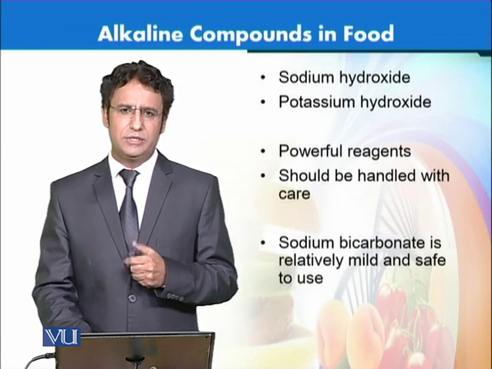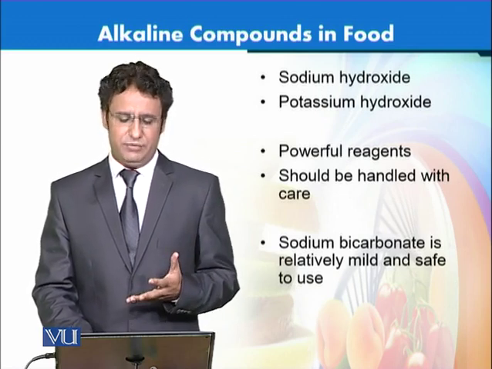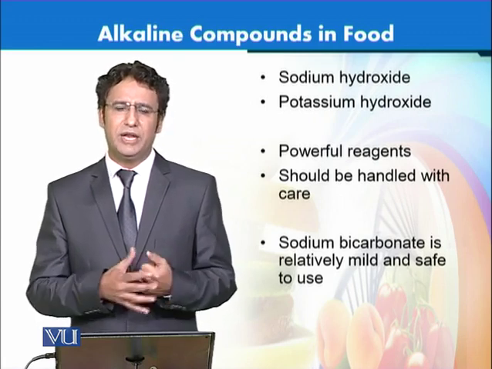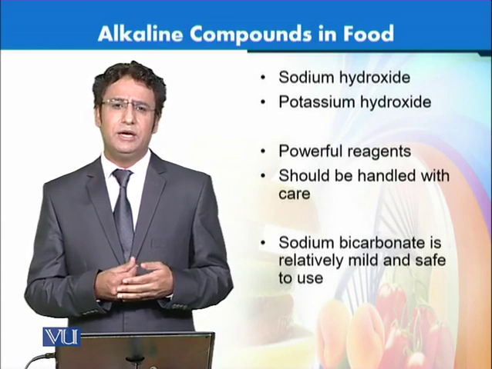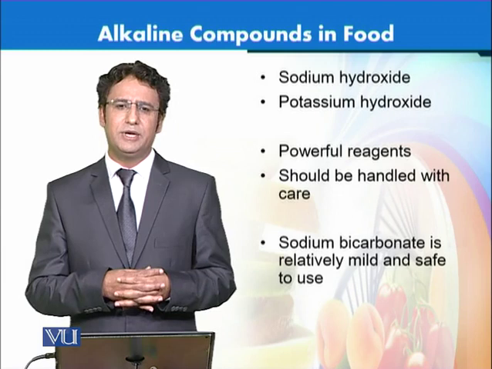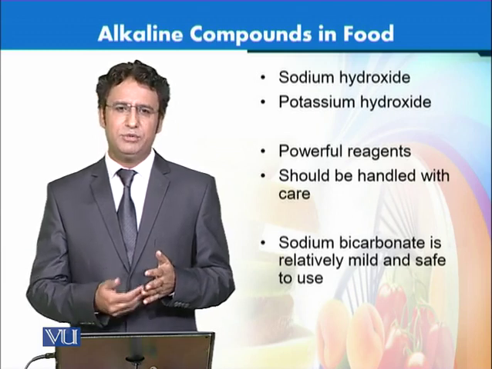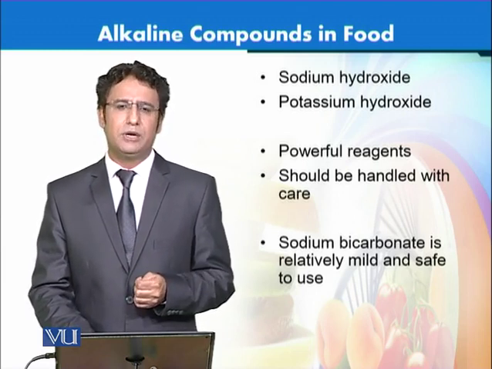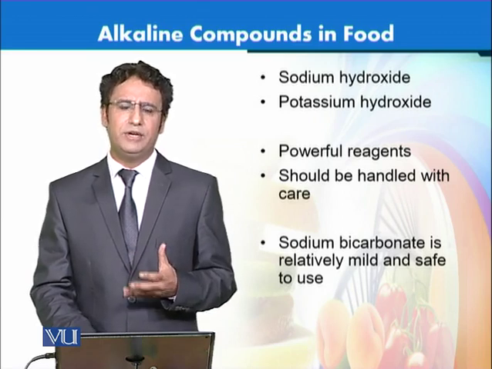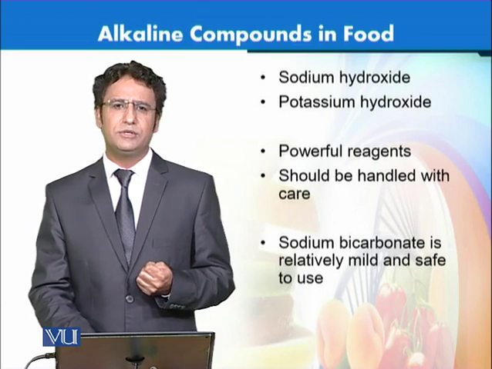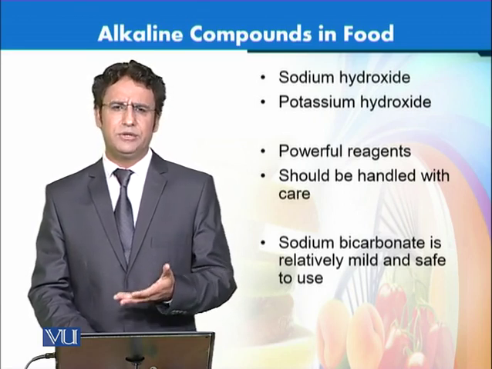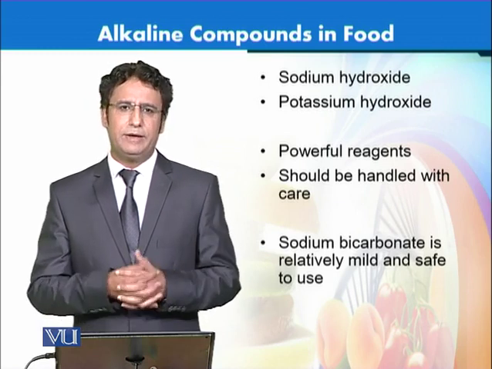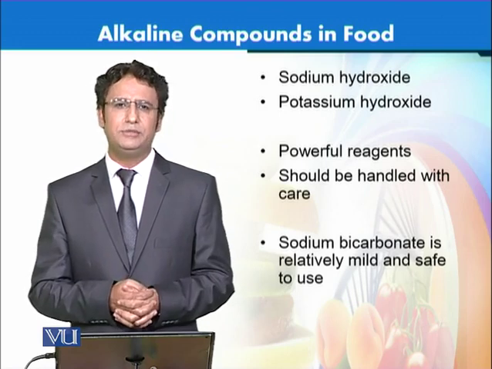Sodium hydroxide and potassium hydroxide are the ones which are generally used. They are powerful reagents. They should be properly handled because sodium hydroxide can be very corrosive. It can be very irritating to skin, and it should not be handled in a careless manner. And it is not highly recommended to be used, by the way, in the food industry. But the other good option is sodium bicarbonate, because sodium bicarbonate is relatively mild and not very dangerous as compared to other alkaline compounds. They may find certain applications in the food industry. The only thing is that they must be handled carefully. So this was the discussion about alkaline compounds used in food.